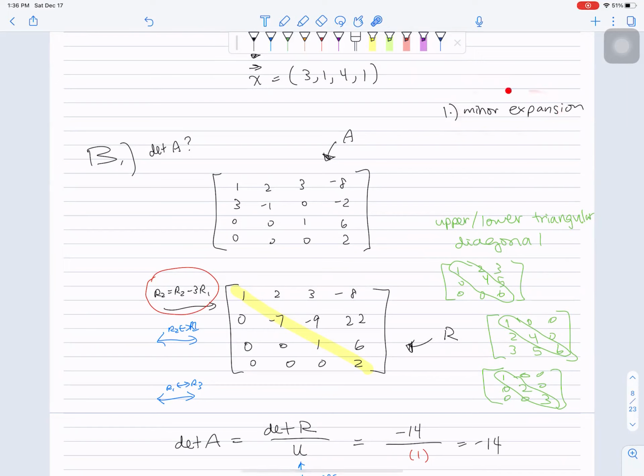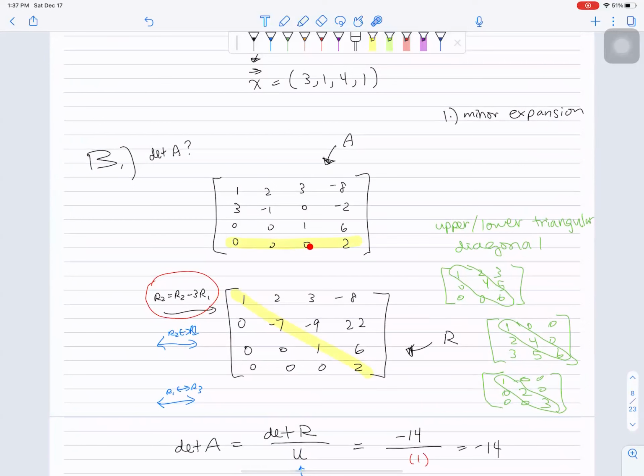For minor expansion, you want to make sure you're choosing, like, don't do more work than you need to. Don't expand by the first row because that would be a lot of work. Expand by the last row because there's a lot of zeros here. So when you do minor expansion, you get 0 times this matrix, but 0 times anything is still 0. Then you get minus 0 times something, plus 0 times something, minus 2 times the determinant of this. Okay.